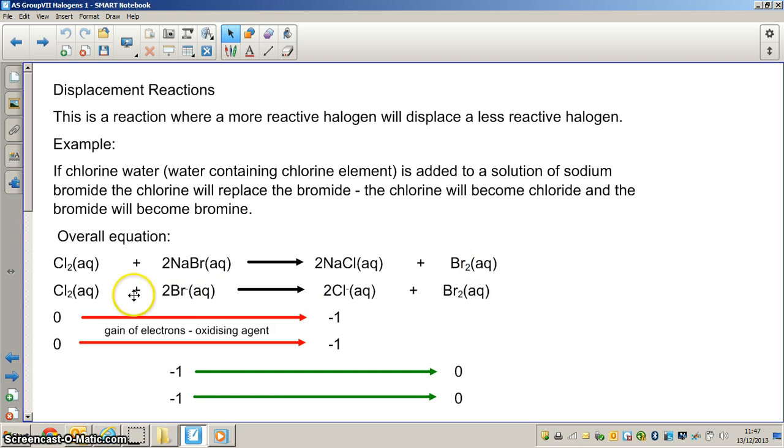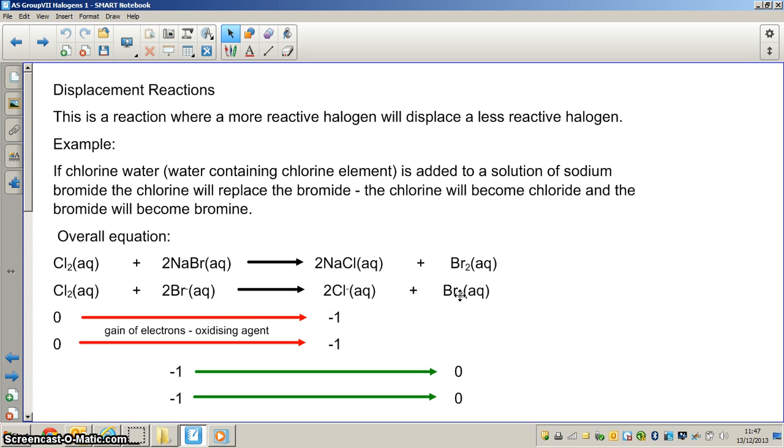And just looking at it in terms of what's actually happening at the electron level, the chlorine is gaining electrons. It's actually gaining electrons from the bromide. So the chlorine goes from an oxidation state of 0 to -1. So it's gaining electrons, it's being reduced itself, so it's the oxidizing agent. In other words, chlorine will oxidize the bromide to form chloride and bromine.